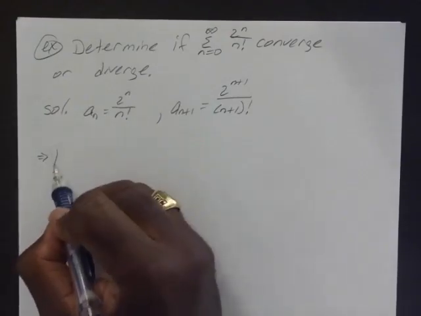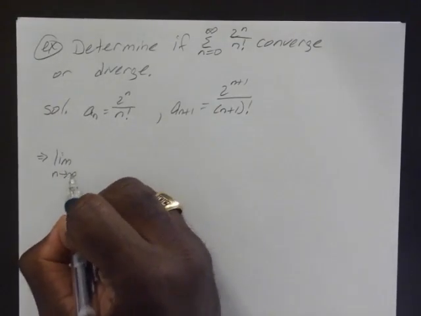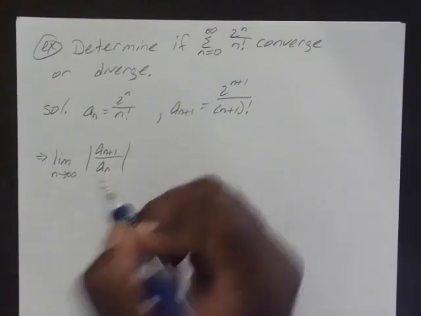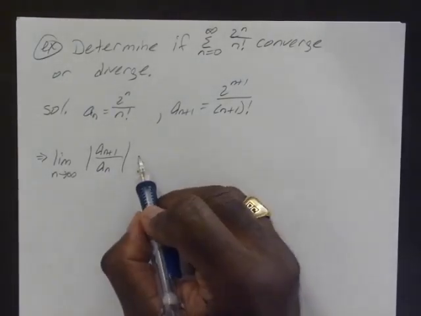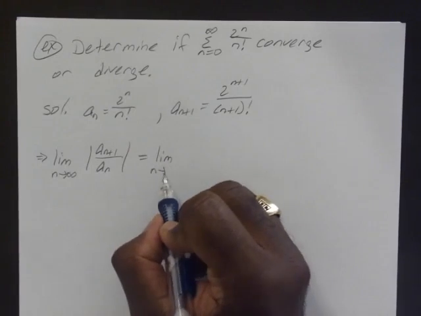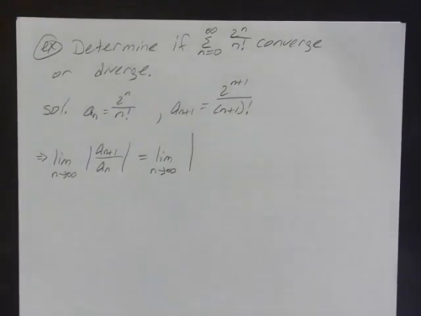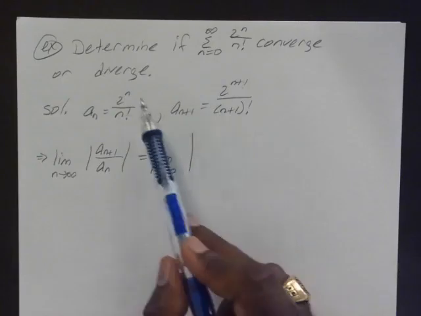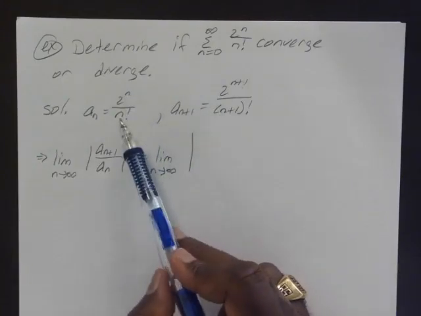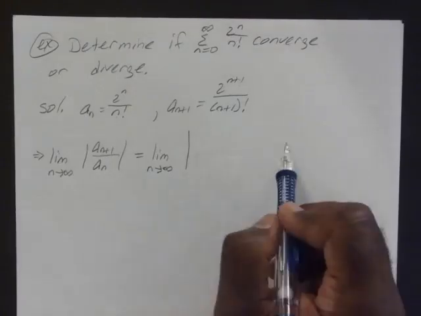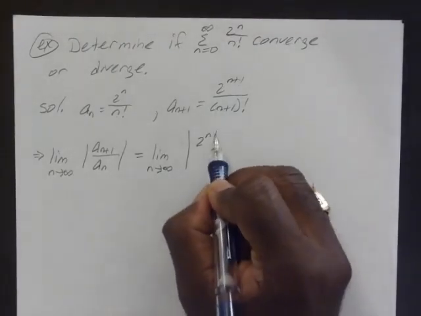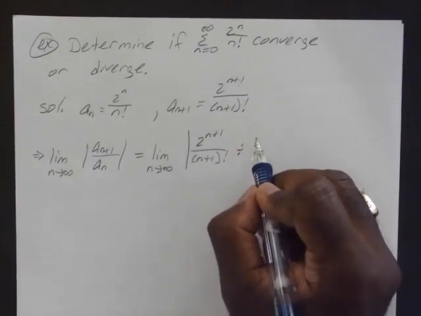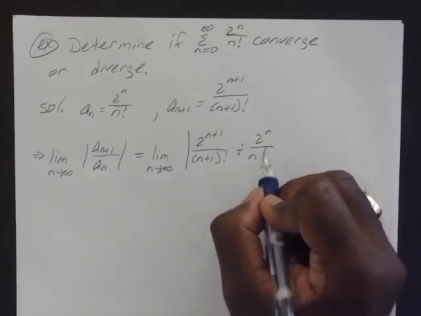Okay, so if we wanted to find our limit as n approaches infinity of the absolute value of a sub n plus 1 divided by a sub n, then that would just be the limit as n approaches infinity of the absolute value, and instead of writing it vertically, I'll just write it out horizontally. It's 2 to the power of n plus 1 divided by n plus 1 factorial, divided by 2 to the power of n divided by n factorial.